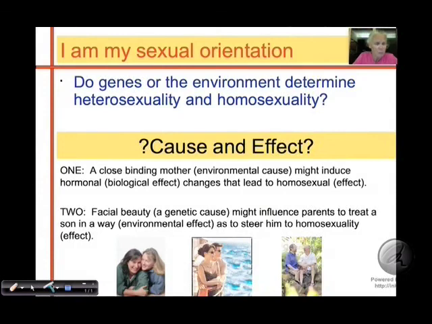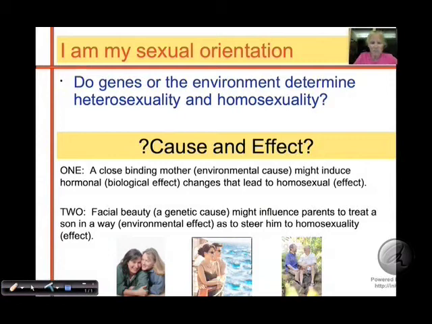What about my sexual orientation? Is that my biology? It can be very difficult to tease out the contributions that the environment and genetics play for something like sexual orientation. What's a cause? What's an effect?